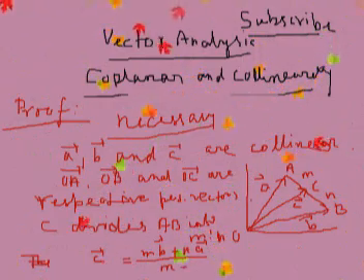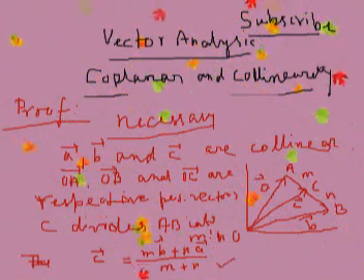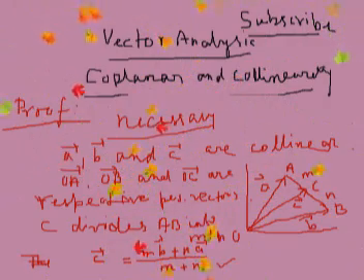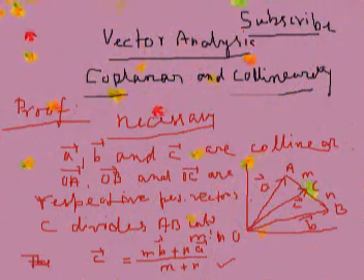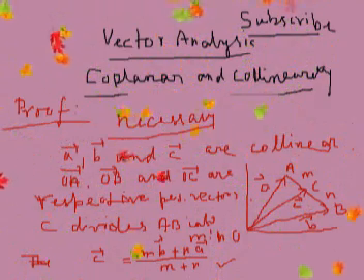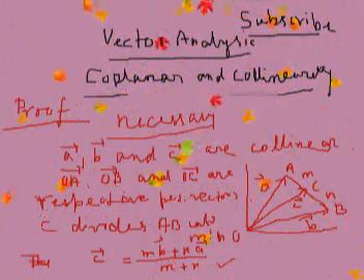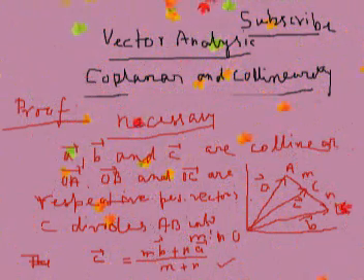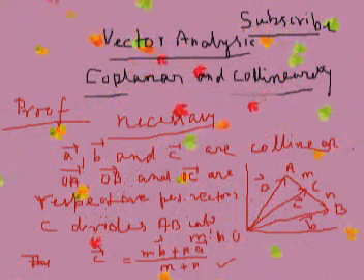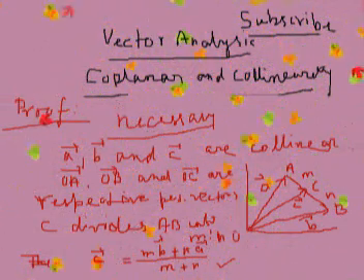If the division is internal, then this is the formula to find the division point of any line segment. The position vector of the division point can be represented by this formula if there are two other position vectors. In this way, if AB is internally divided in the ratio M is to N, the position vector OC can be represented in this way.